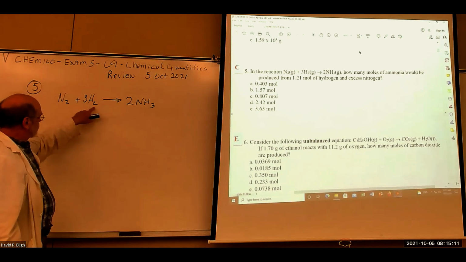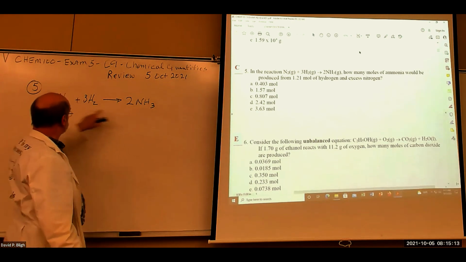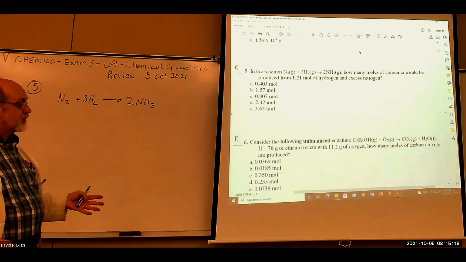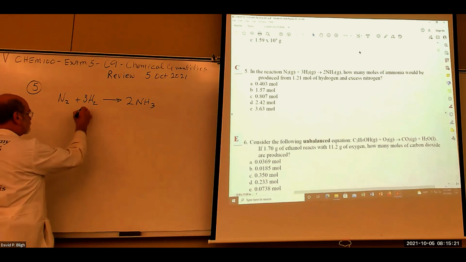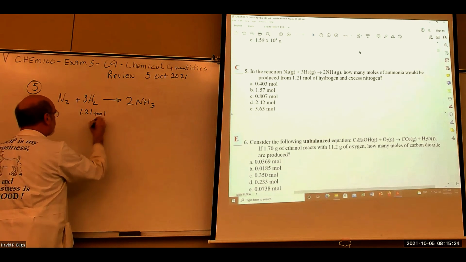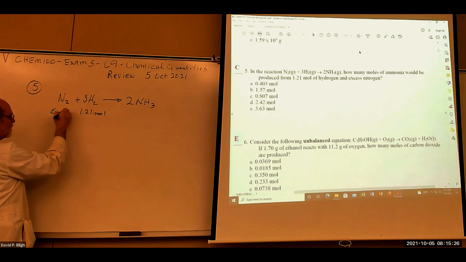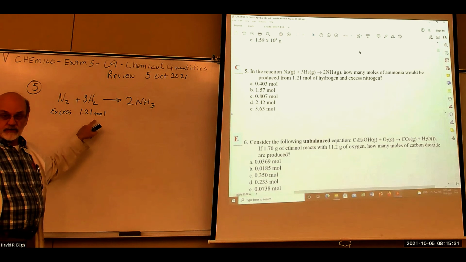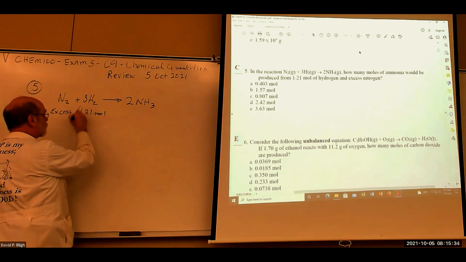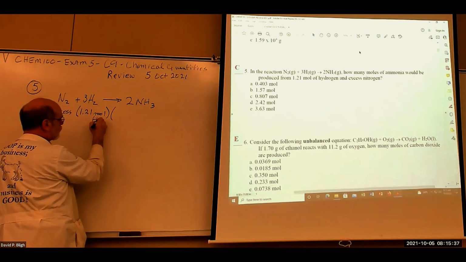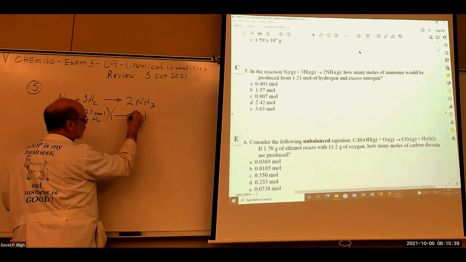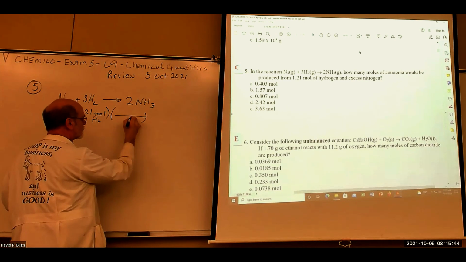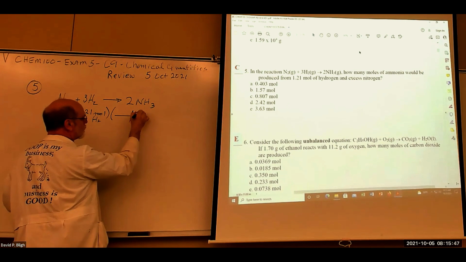Well, let's see. 2 times 3 is 6 hydrogens, 2 nitrogens, it's balanced. What are we given? 1.21 moles of hydrogen and excess nitrogen. So all of this is going to be consumed. So it's really a simple unit conversion. So that's moles of hydrogen. We want to cancel moles of hydrogen and leave us with ammonia.